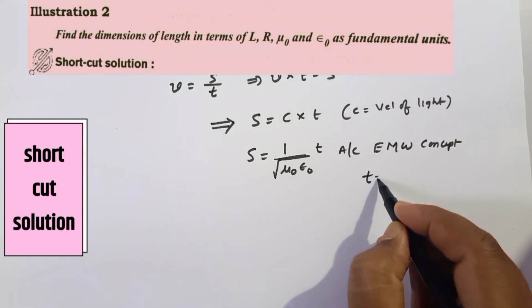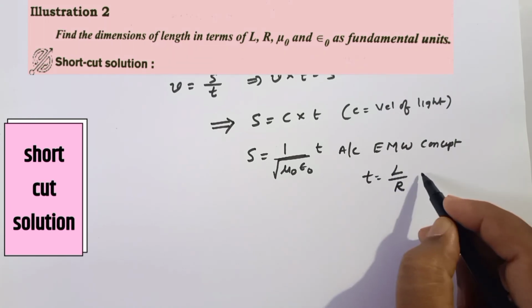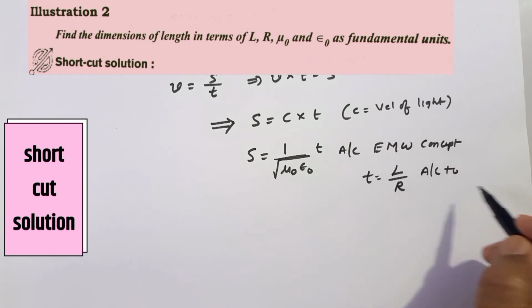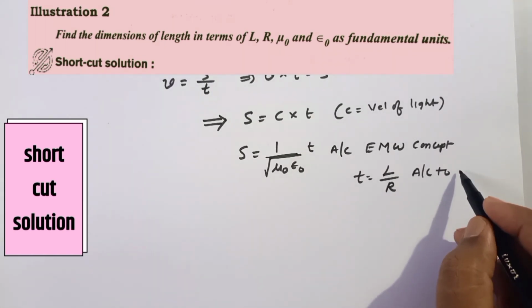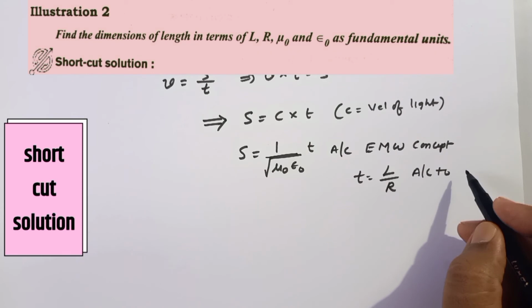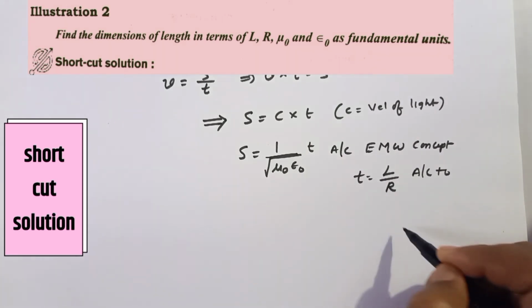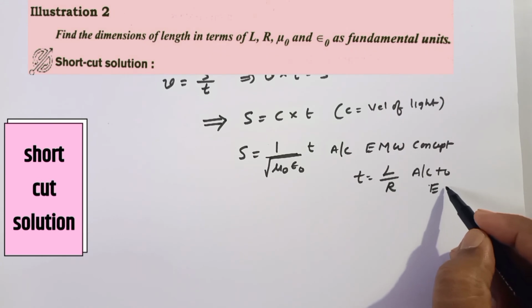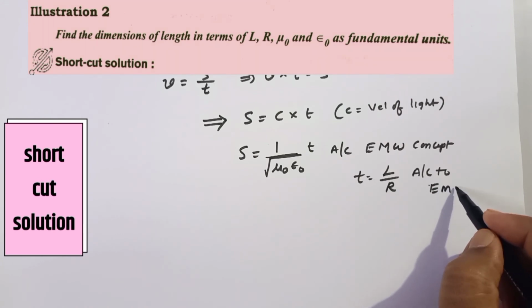Then the next step is, you know that time can be written as inductance by resistance here. According to the chapter called alternating currents and electromagnetic induction, we can take time as inductance L by resistance R. So now we have to replace time with L by R. That's it. So let us see what you'll get now.